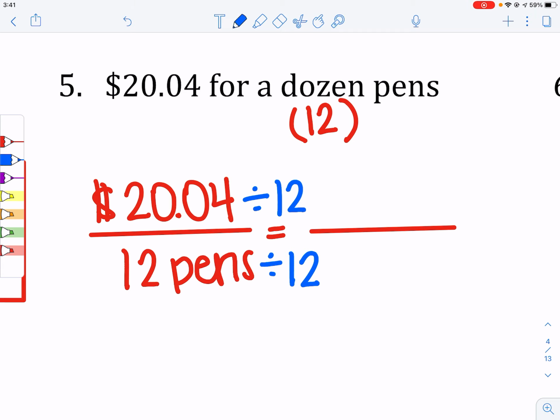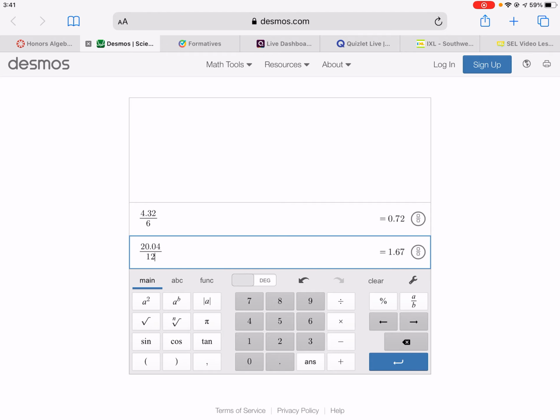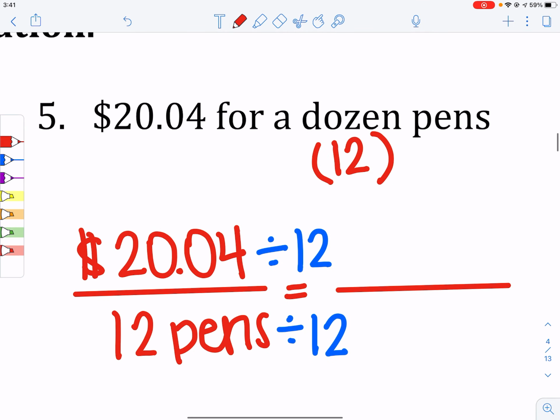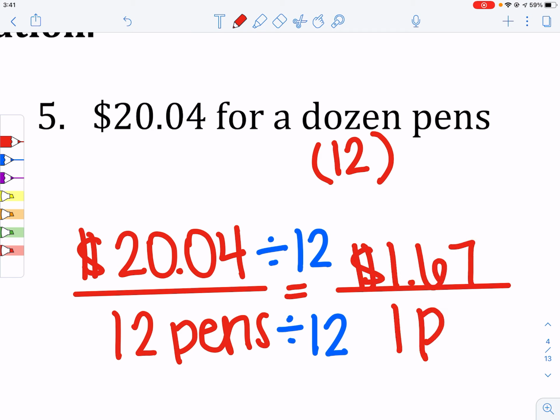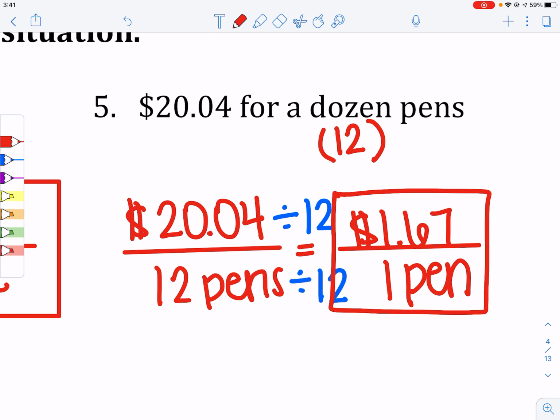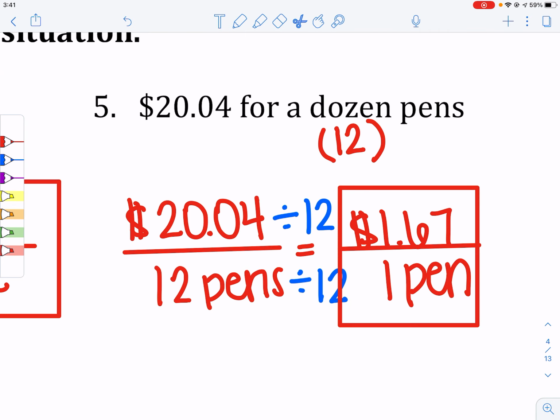All right, so if you go into your calculator, you divide 20.04 by 12. So 20.04 divided by 12, we get $1.67. Okay, so it's $1.67 over 1 pen. Or if you want to write out $1.67 per pen and use the word per instead, that is fine too.